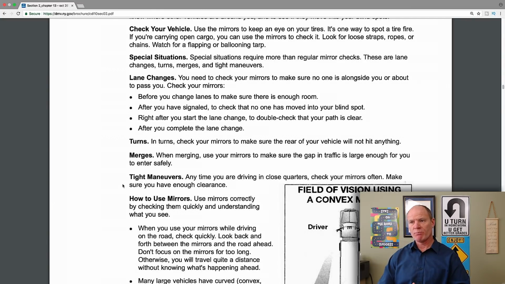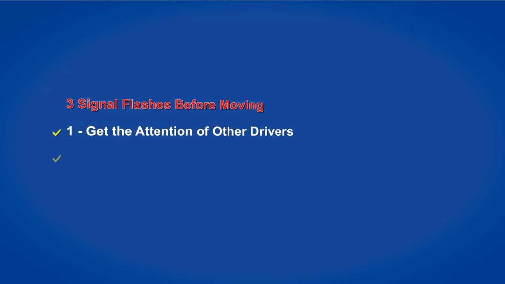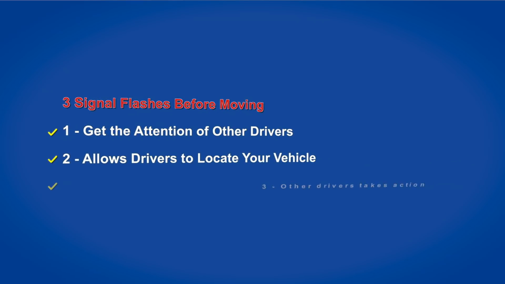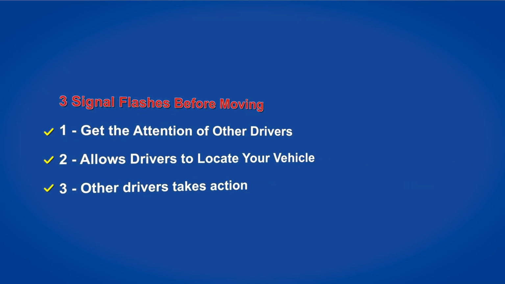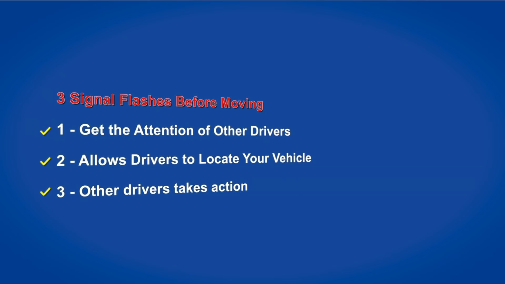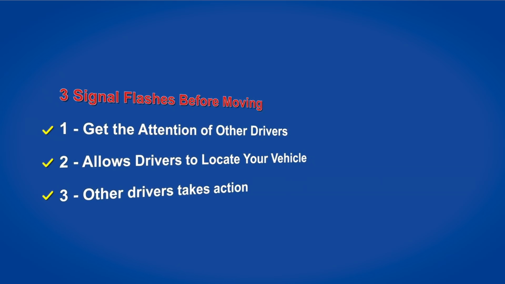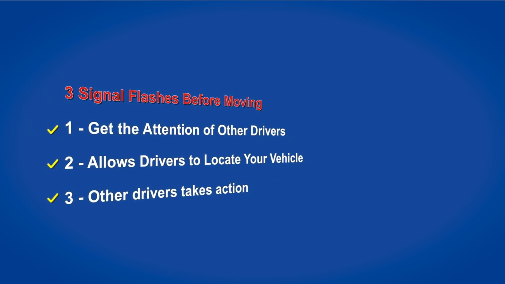But the most important part about merges is that you have 3 flashes on the signal before you start to move over. And the reason I say 3 flashes on the signal is this: the first flash gets the attention of other drivers, the second flash allows the other driver to locate your vehicle, and the third flash allows the other driver to take some sort of evasive action so that they can either help you out or get out of your way. And that's the reason I advocate that.